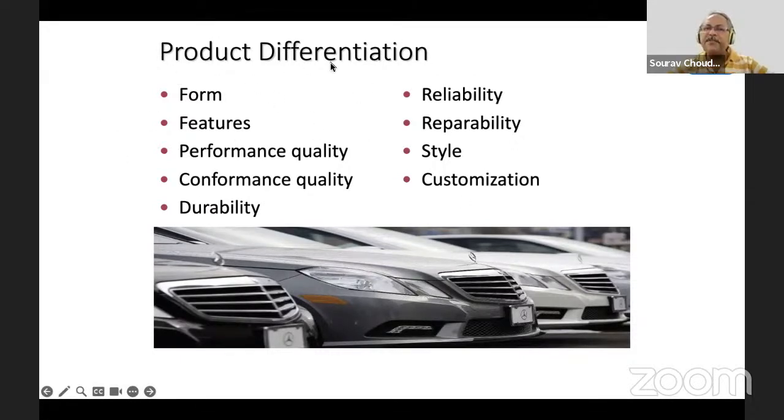So these are the different differentiations, how you differentiate one product from the other, starting from form, features, performance quality, conformance quality, durability, reliability, repairability, style, and customization. Anyone which you don't understand, जो समझे नहीं आप.